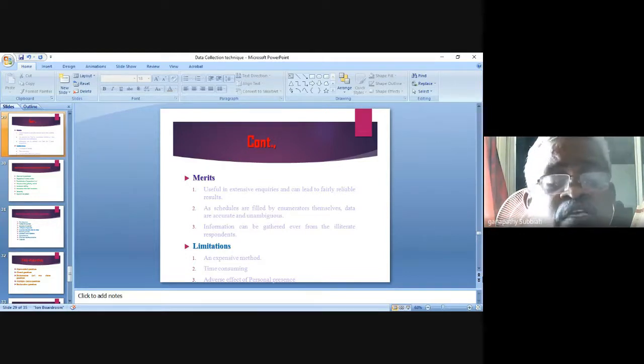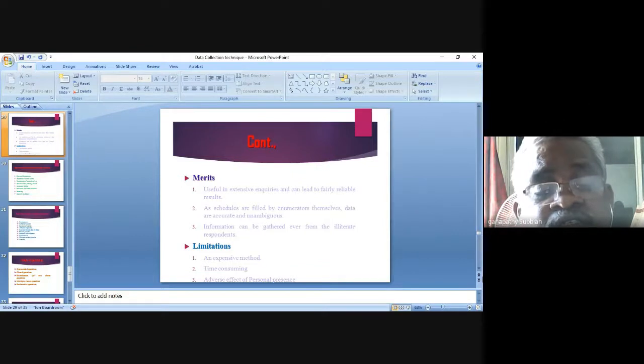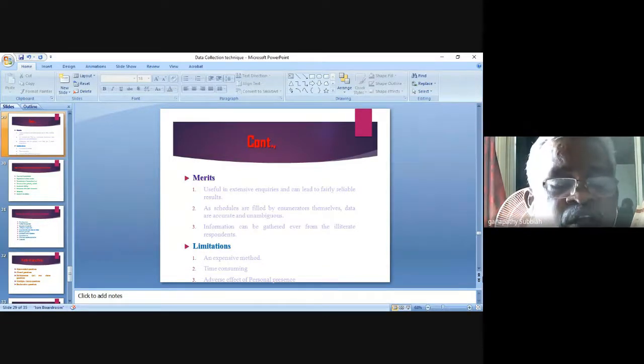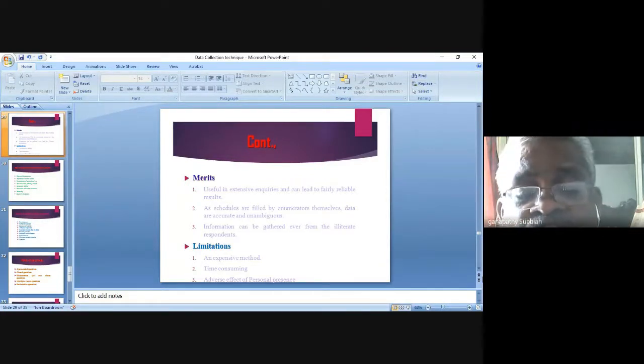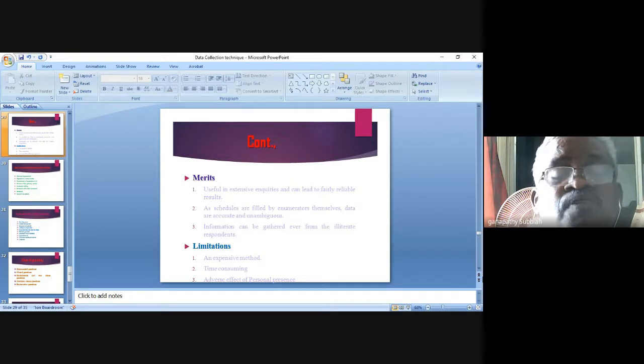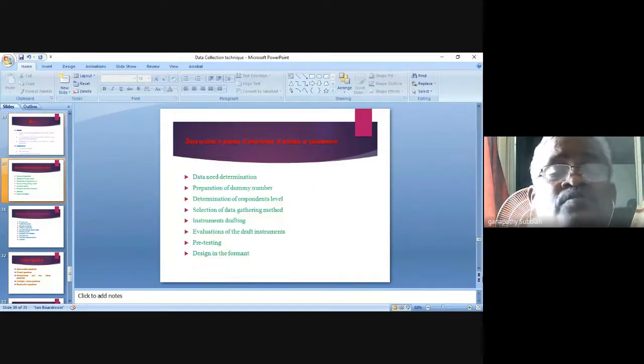There are some limitations. This is an expensive method. Each and every enumerator has to directly contact the potential respondent. It is time consuming. The collection of data through schedules is time consuming. And also there is the adverse effect of personal presence. An adverse effect is also possible due to the presence of the enumerators with the concerned respondent.